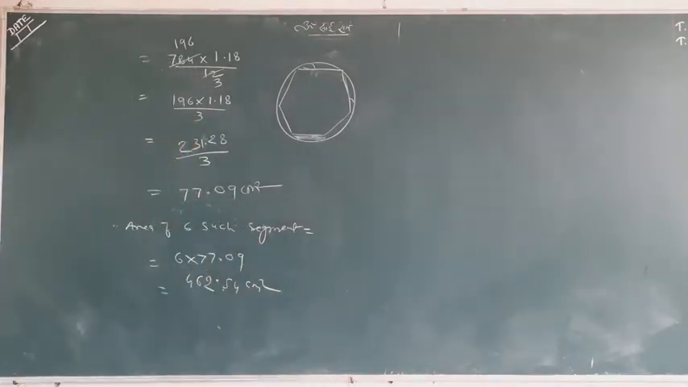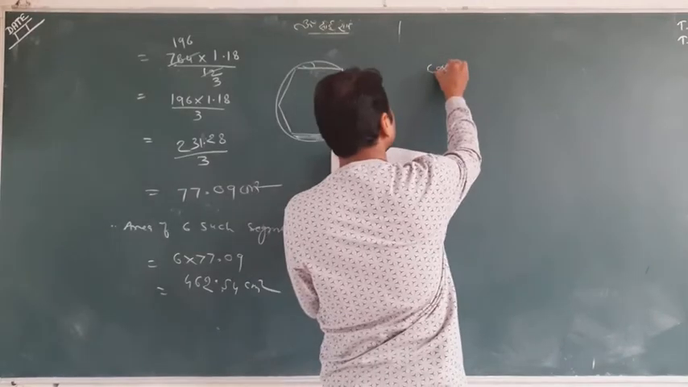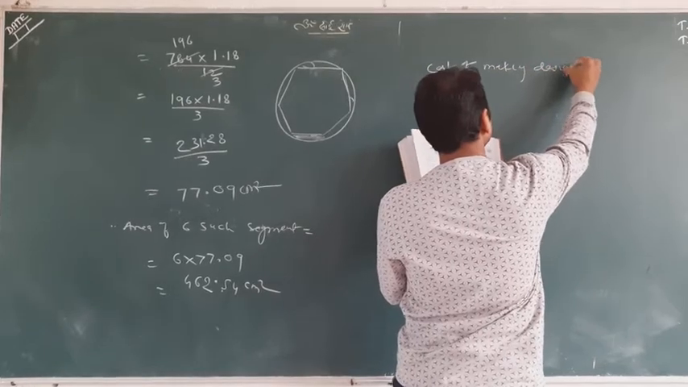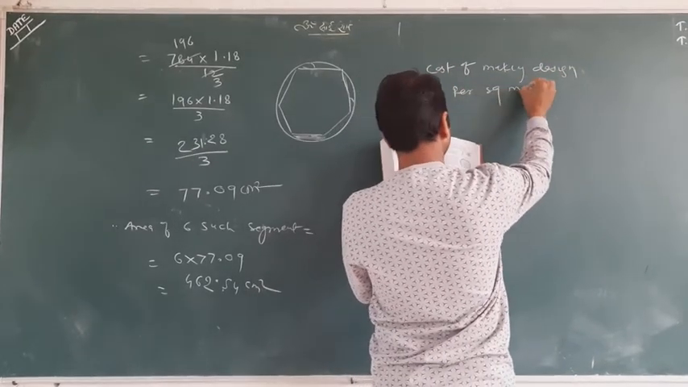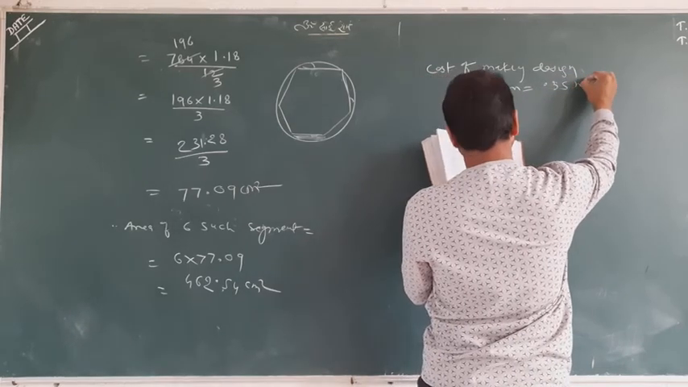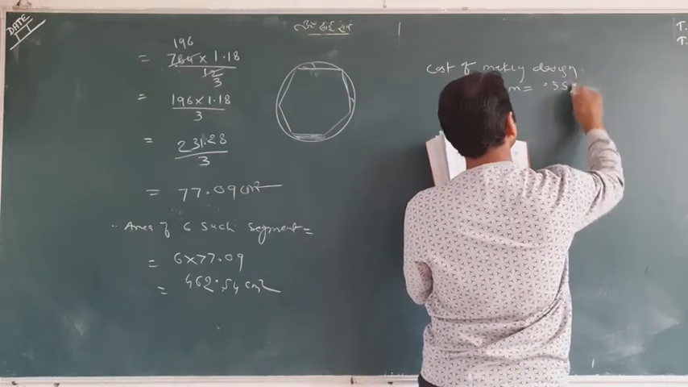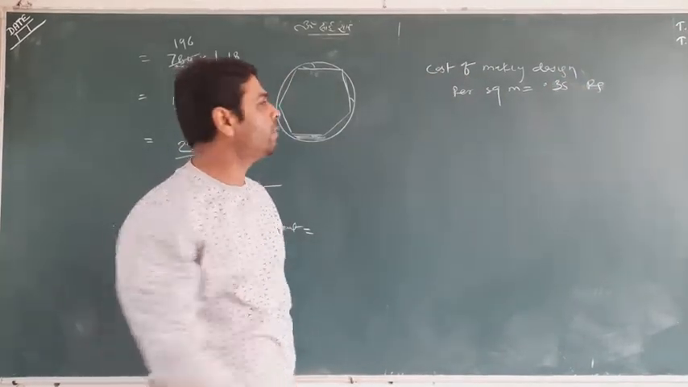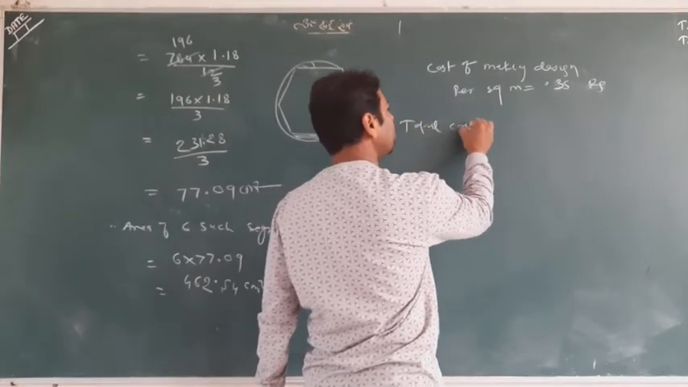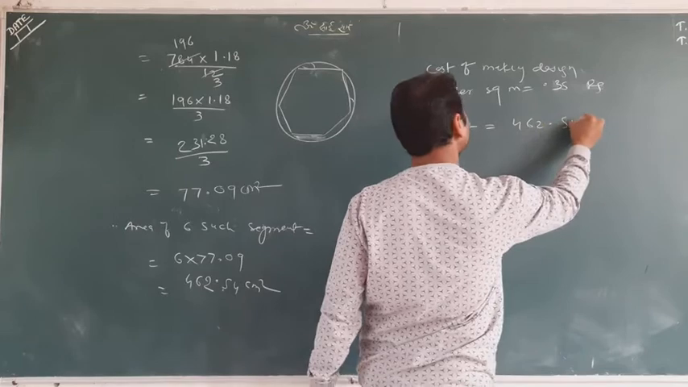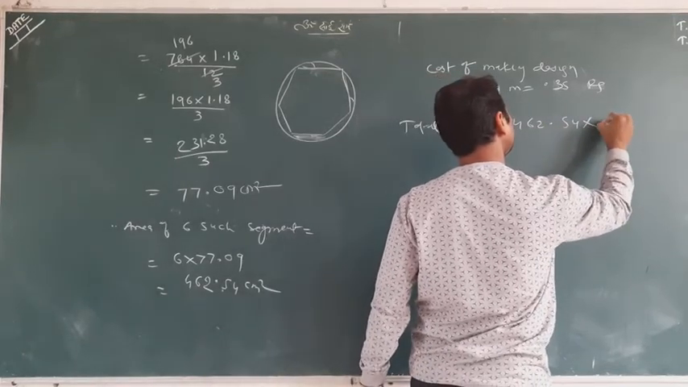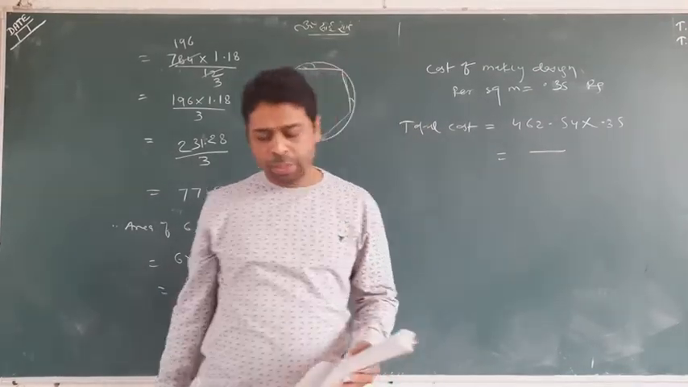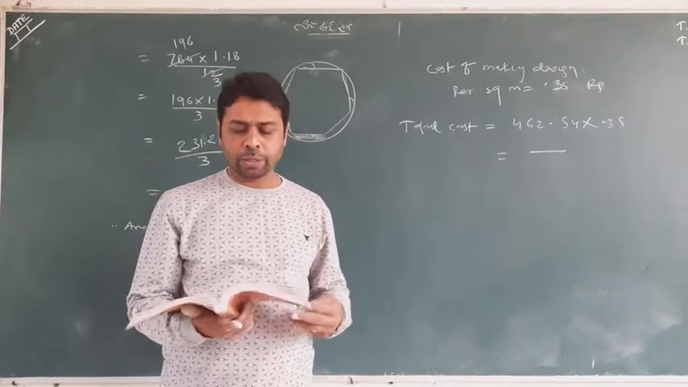Now we have the cost given. The cost of making the design is 0.35 rupees per square centimeter. This is the cost per square centimeter of design. So the total cost will be, you multiply 462.54 into 0.35. So please do it on your own now. You can multiply and get your answer in rupees. That's the exercise from my side. So till here, please do the practice.